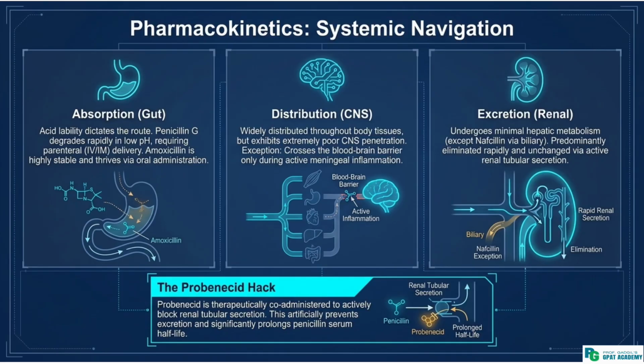Excretion is via the renal route except for nafcillin and oxacillin. They have significant biliary excretion. Dose adjustment is required in renal failure.